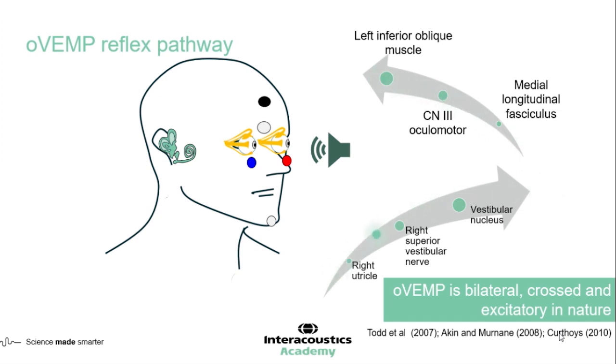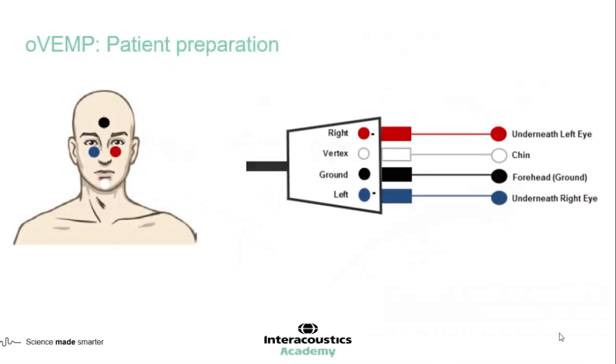This is actually slightly different to the cVEMP in the sense that in the cVEMP we've got an inhibitory response. This is excitatory, so the muscle actually is activated and jumps when stimulated. And again, we'll see that in what it looks like when we record that response.